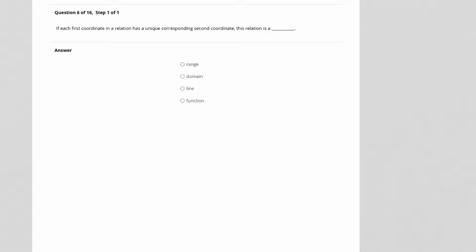Here we have another vocabulary question. If each first coordinate in a relation has a unique corresponding second coordinate, the relation is a range, domain, line, function. And the answer to this one is function.